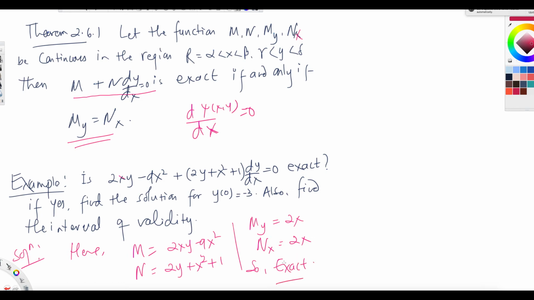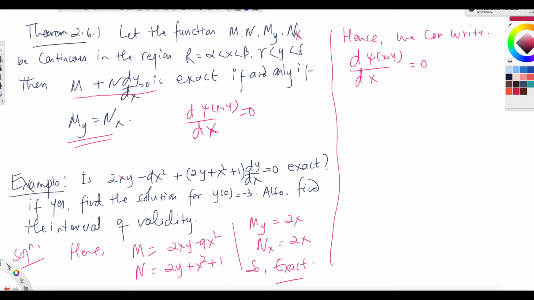Since it is exact, you can write the whole left hand side as the derivative of a certain function psi. Hence we can write d psi(x,y)/dx equals 0, because the whole left hand side can be written as the derivative of psi(x,y) with respect to x equals 0, right?